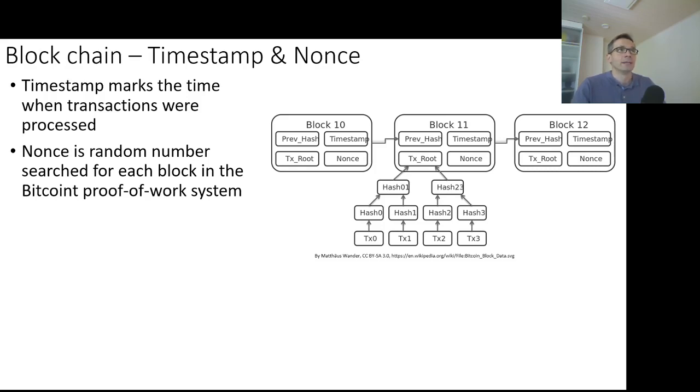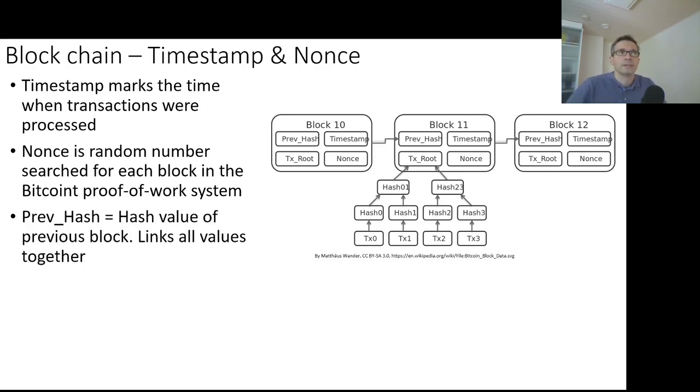Similarly, you can also find nonce, N-O-N-C-E. This is a random number which is searched for each block in the Bitcoin's proof of work system. In all blocks 10, 11, and 12, you can see the previous hash. This is the hash value of the previous block. It links all values together and therefore forms a chain of blocks.